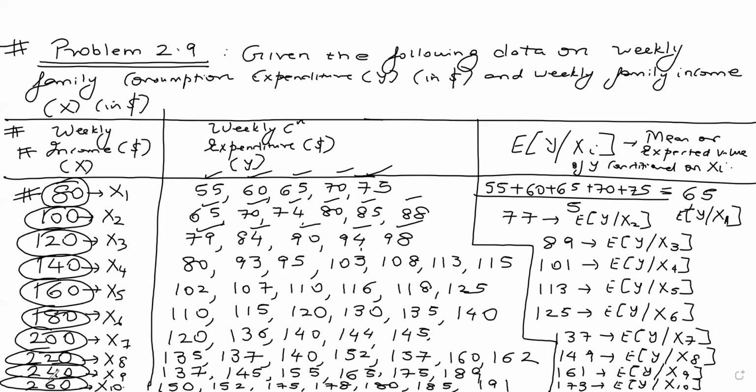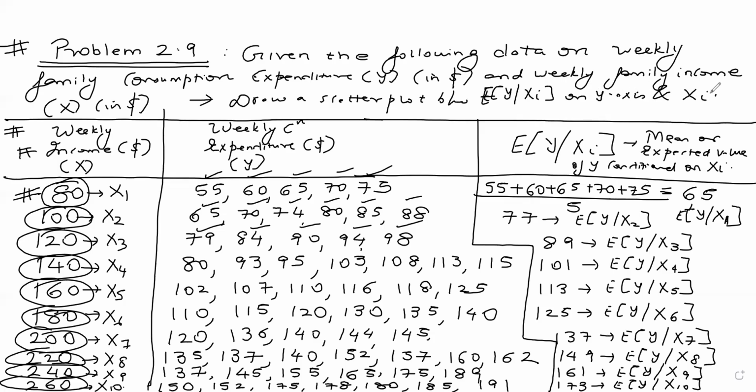Okay, so now what is the next part asking us? The next part is asking us plot a scatter diagram. So we are not going to plot it. Plotting is something which you can do on your own. Draw a scatter plot between expected value of y conditional on xi on the y-axis and weekly expenditure xi on the x-axis. So guys, all of you know how to draw a scatter plot. Basically, you plot the points. You plot 65 on the y-axis with 80 on the x-axis, 77 on the y-axis with 100 on the x-axis, 89 on the y-axis with 120 on the x-axis, and so on. And you join all the points.